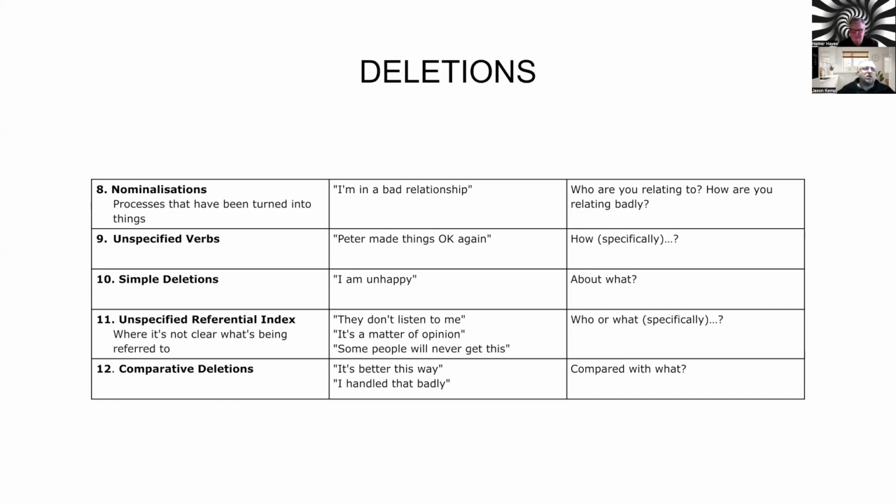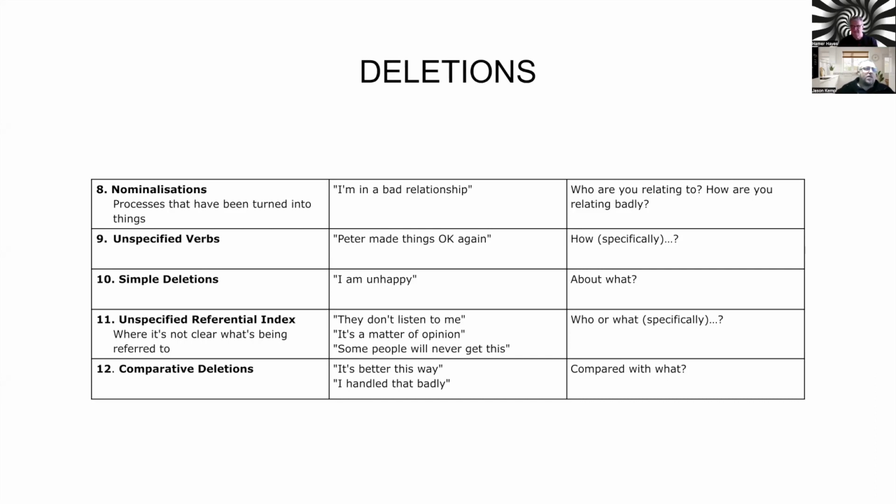Simple deletions: anything that you delete in any context without any specific thing, you've missed out a load of things. I'm not feeling well. How? Why? About what? All these other things come into it. Unspecified referential index: these are things where you're not clear about what's being spoken about. Before, we talked about the person that said the thing wasn't clear. In this case, the thing we're talking about is not clear. So, some people will never get this. Well, which people specifically and what won't they get about it?